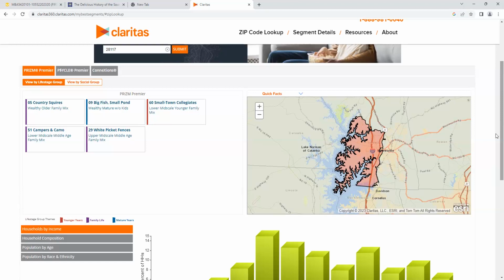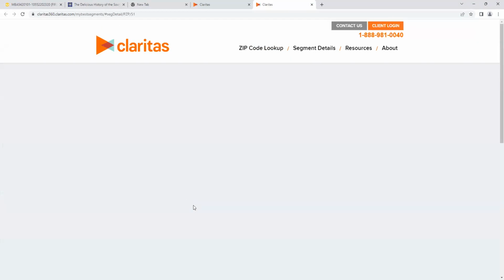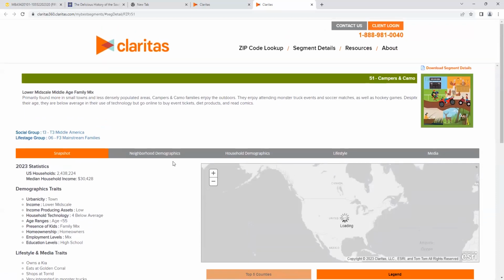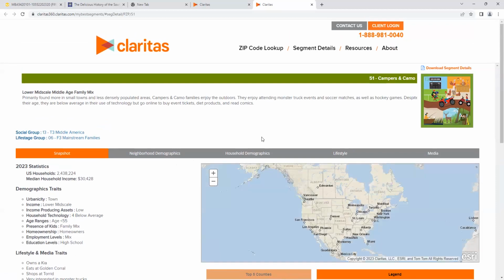Campers in Camo. Let's see who these people are. So, primarily found in small towns and less densely populated areas, campers in camo families enjoy the outdoors. They enjoy attending monster truck events, soccer matches, and hockey games. Despite their age, they're below average in their use of technology, buy online, buy tickets, diet products, and read comics.